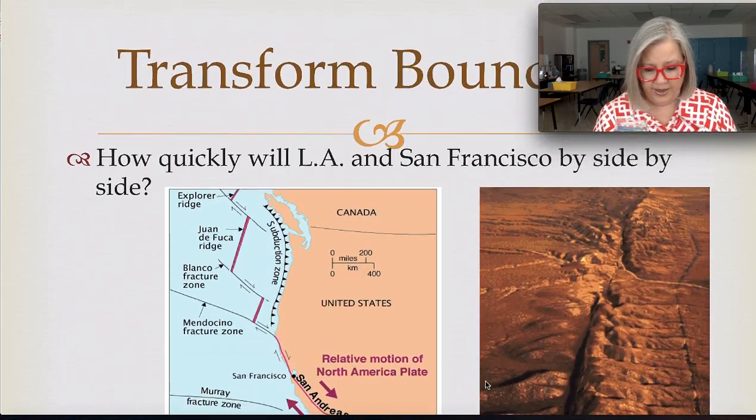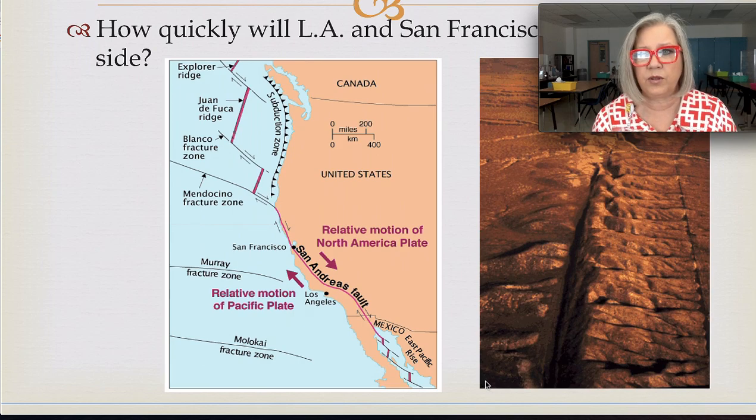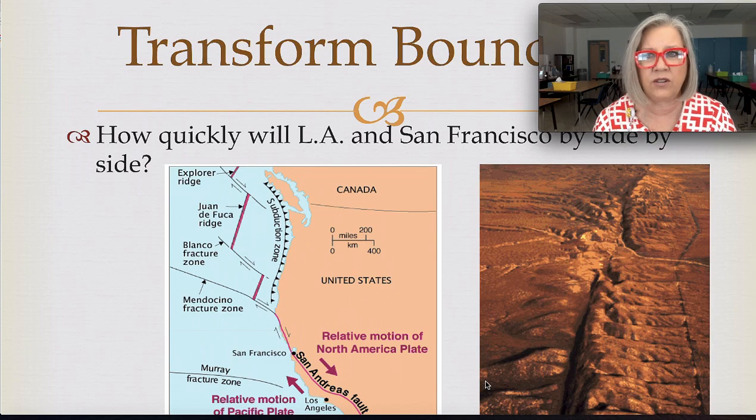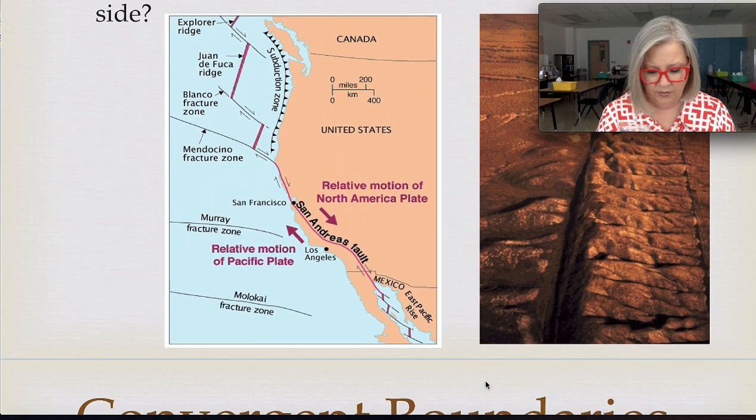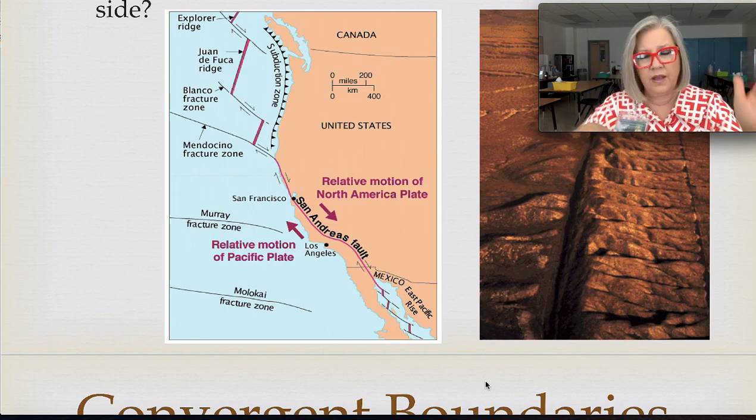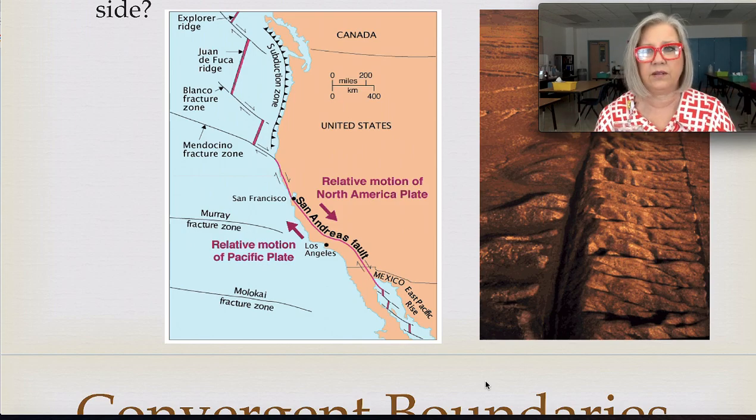A transform boundary, once again, you'll see that this is an actual picture here on the right of what the San Andreas Fault looks like from above. And you'll notice that these are sliding. The Pacific plate is going to the north, and the North American plate is slipping down lower.